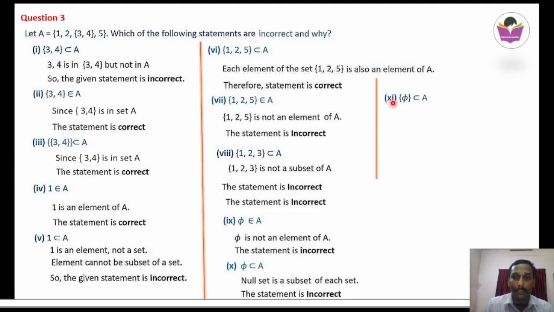Next is the 11th one. Set containing null set is a subset of A. The null set symbol alone is a subset. The set notation means something different. So this is a set containing the null set. Because of that, it is not a subset of A. Set of null set is not a subset of A. Because of that, the statement is incorrect.